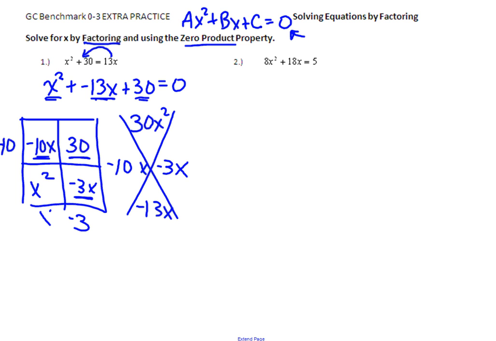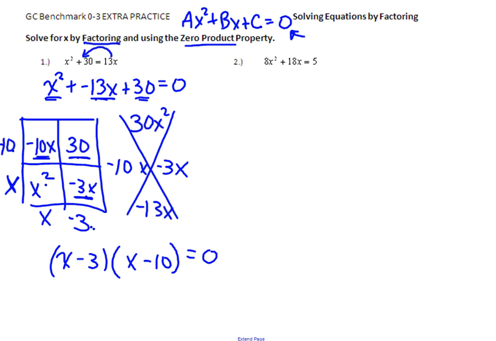And then if I just put the x there and the x there, you can double check and see that all works. x times x is x squared. Negative 10 times x is negative 10x. Negative 10 times the negative 3 is positive 30, and x times negative 3 is negative 3x. So these are my factors, x minus 3 and x minus 10. Remember, it's still equal to 0.